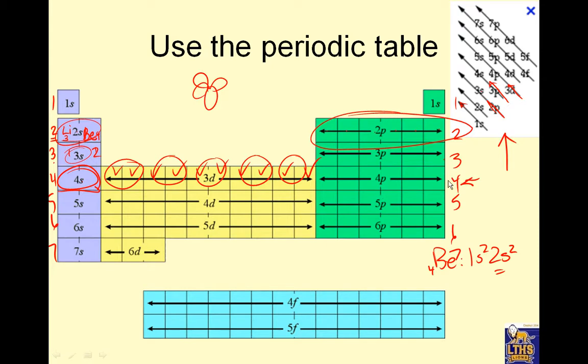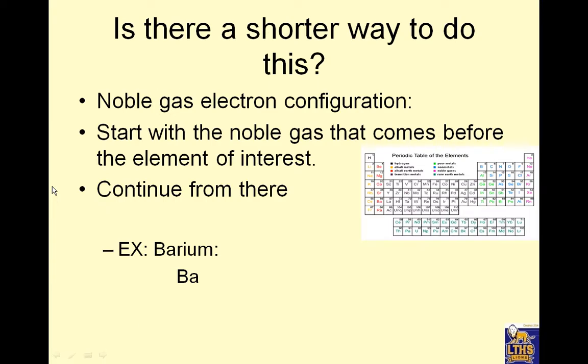So for the p orbitals, the number in front of the orbital matches the row that you're in. We'll practice using that. Here's where it gets a little tricky. The d orbitals have 1 less energy level number than the s orbitals. So is there a shorter way to do this?